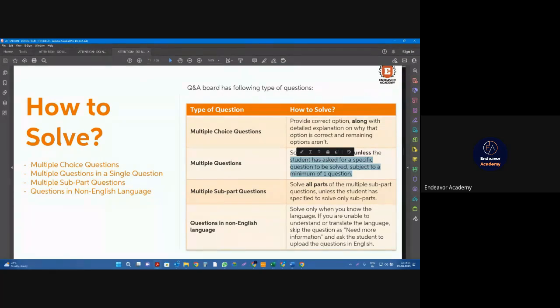But if a student has not mentioned anything and has simply posted the image, then we have to solve the first question only. We can't solve the second, third, fourth on our own.